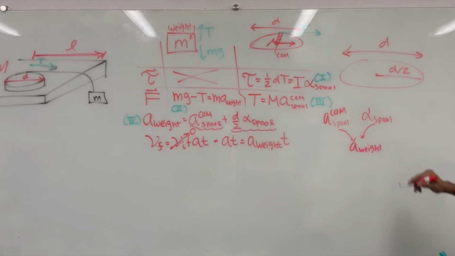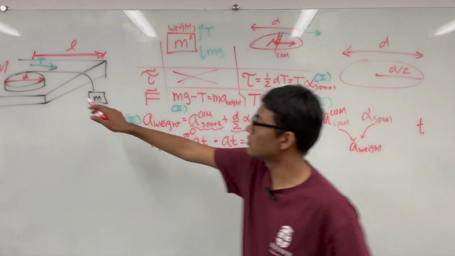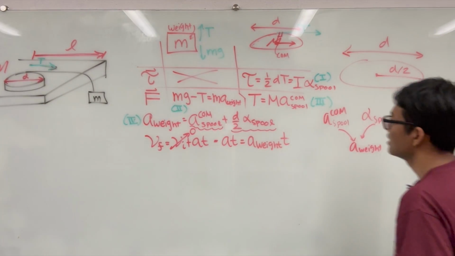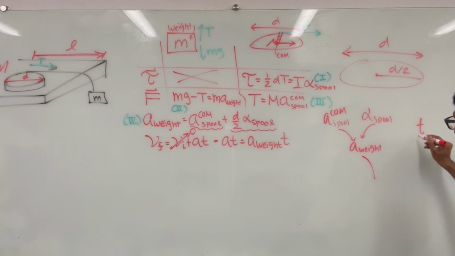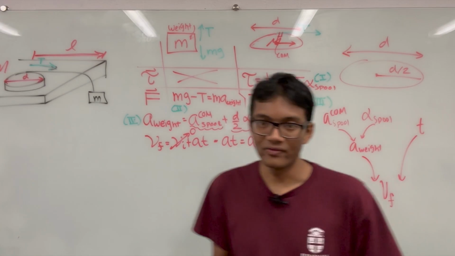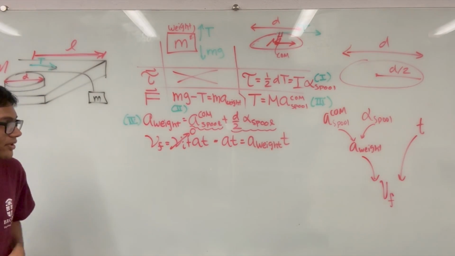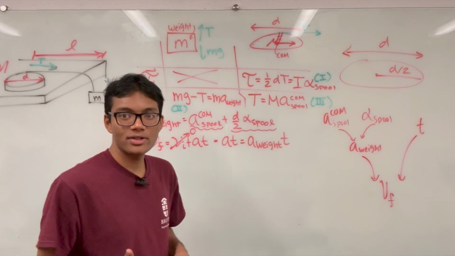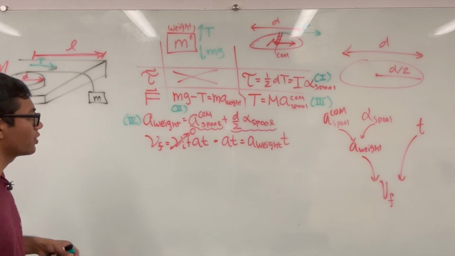That's one thing. And then somehow we have to calculate the time that it takes for the spool to traverse this distance. And then once we get the acceleration and time, we can finally figure out the final velocity, V sub f. Very good. So that's the plan. That's the strategy that I'm going to employ. So let's go ahead and employ it.